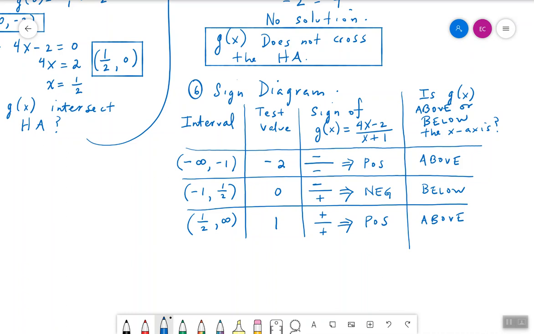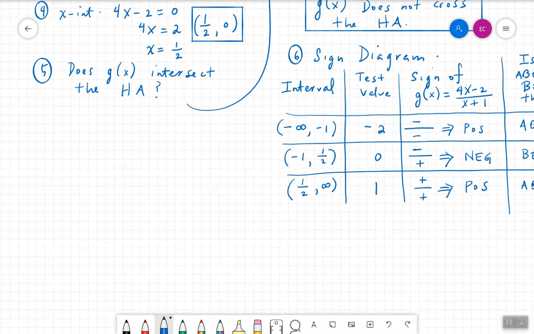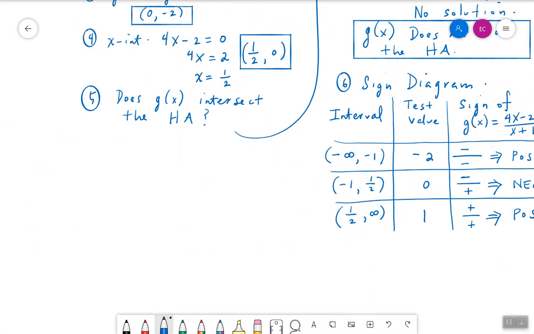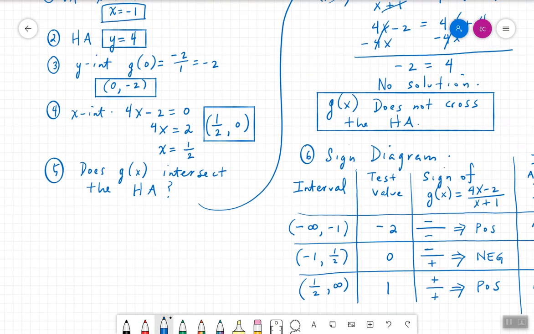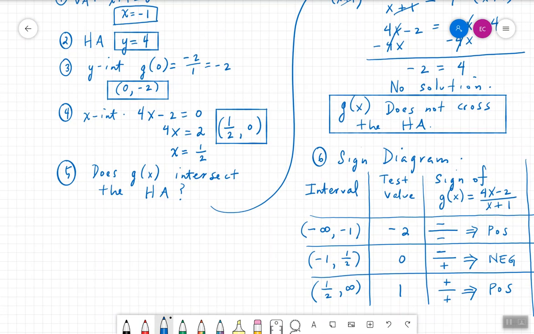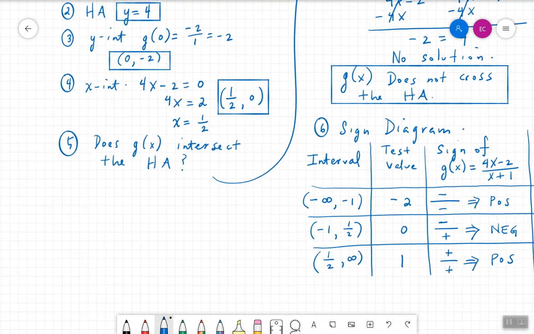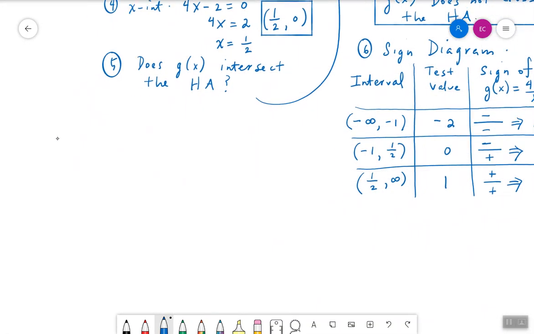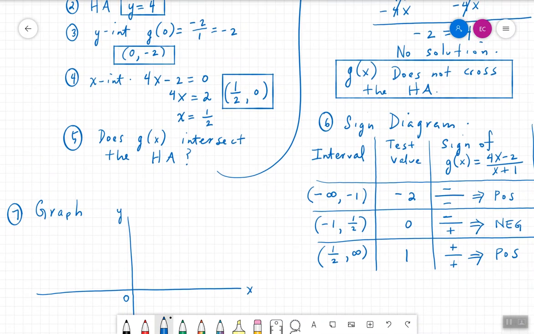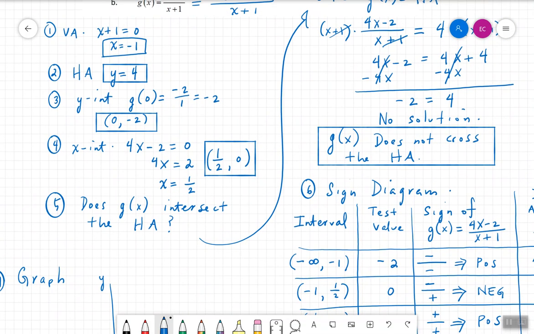Okay, we can put all that together to make a graph. I don't know the best place to make this graph. Maybe we'll just come right over here. So step 7, let's go ahead and sketch the graph. Let's start with axes. Let's label them. Let's label the origin. And then let's go back and see where to begin.